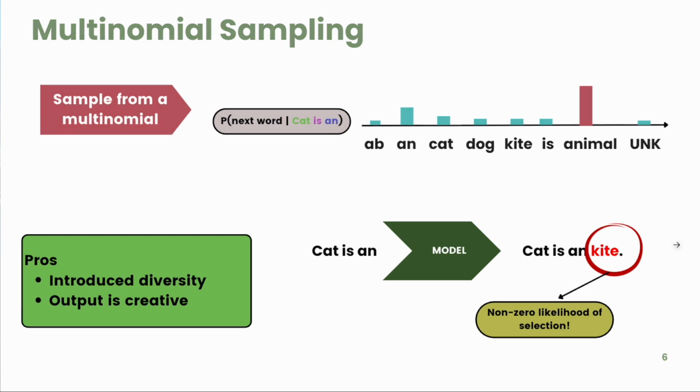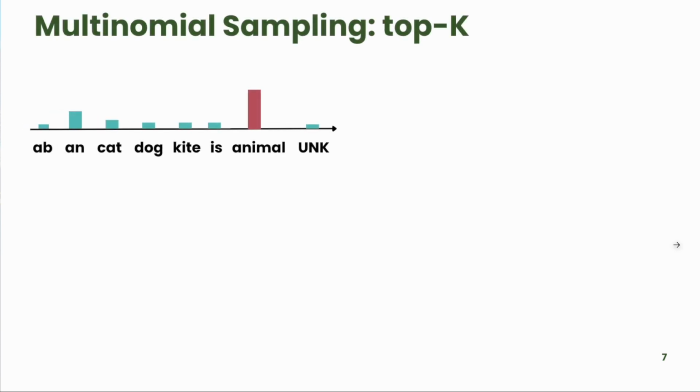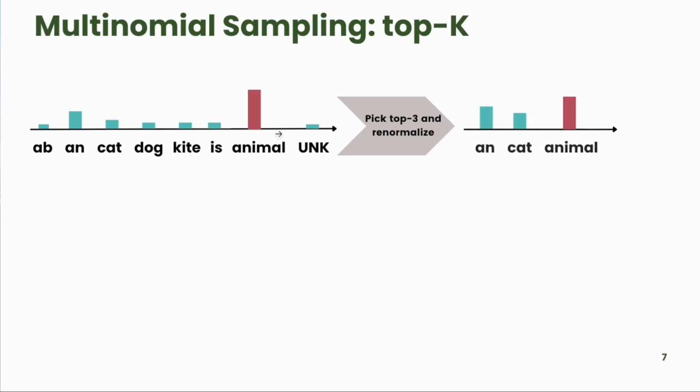Okay, so the first approach that we will discuss is called the top K strategy. And this is very straightforward. What you do is you say, okay, I have the following distribution, and now I will just pick the top three words which have the highest probability. In our case, the three words are cat, animal, and an. Then you just limit yourself to this distribution, so you forget about all the other words in the vocabulary. Obviously, since you're limiting yourselves to only these three words, you need to renormalize the distribution. But after you've renormalized it, you do multinomial sampling, and then you have the desired output.